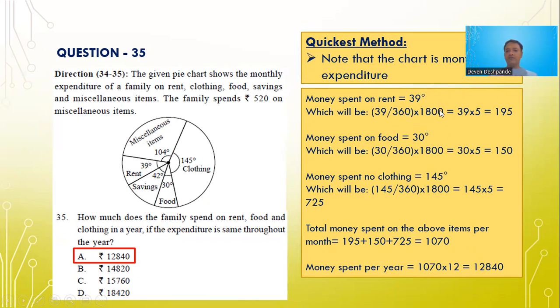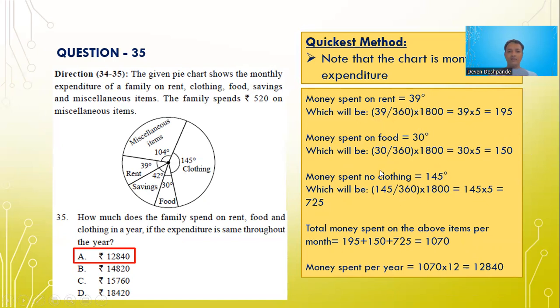1800. 39 upon 360 into 1800, so it will be 39 into 5, which is 195. Food is 30 degrees, so 30 upon 360 into 1800. So it will be 30 into 5, which is 150. Money spent on clothing, we already saw this, 145 upon 360 into 1800, which is 145 into 5, which is 725. So total money spent is 195 plus 150 plus 725, which is 1070.